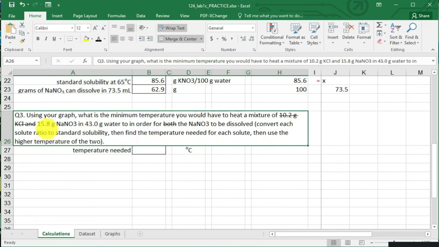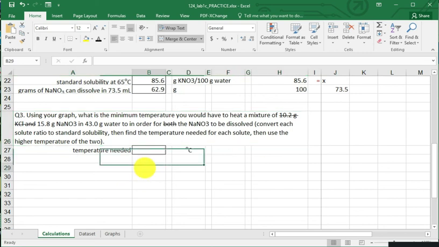So I'm just going to use 15.8 grams in 43 grams of water. And I need to know what is the minimum temperature I have to heat it to get it to dissolve. Then the hint says convert each solute ratio to standard solubility. Then find the temperature needed for each solute. Then use the higher temperature of the 2. Now we're just going to find the temperature, but you would have to do it 2 times and pick the higher temperature.